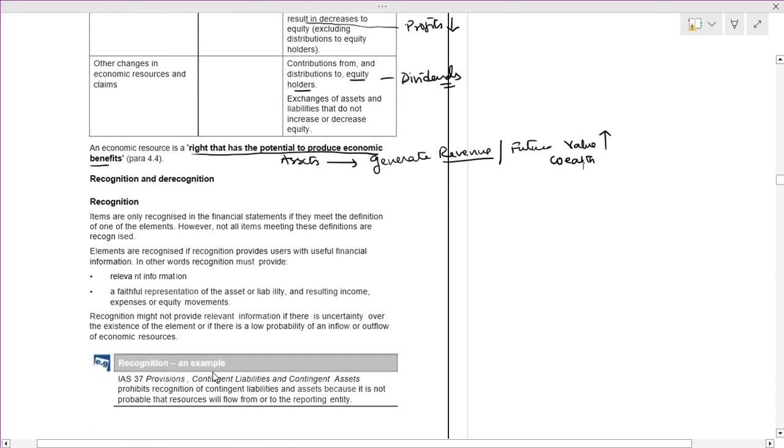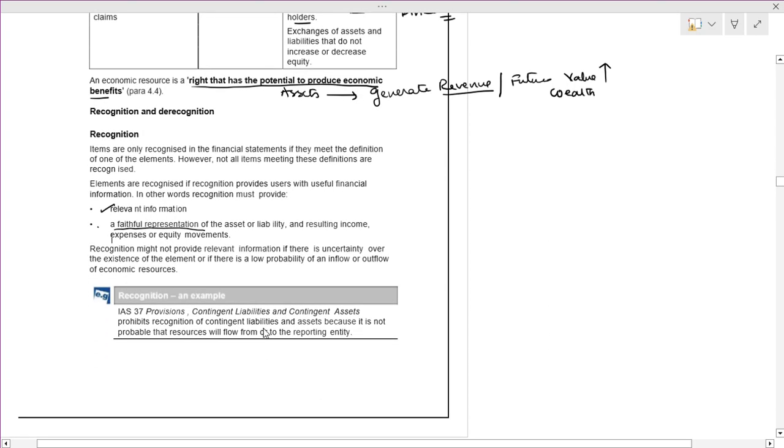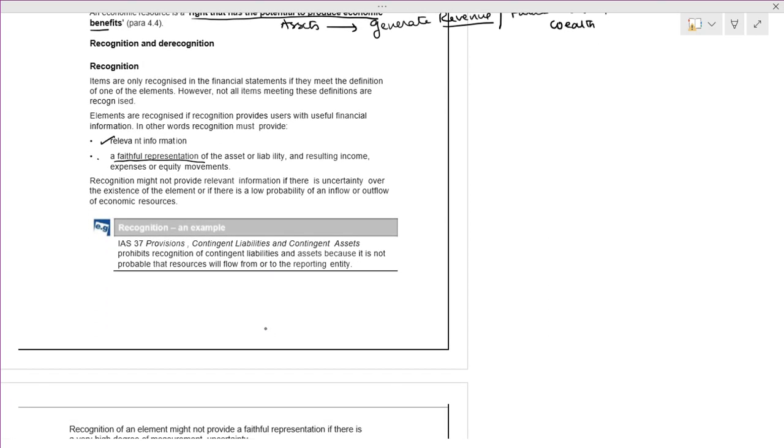Okay. Next, in terms of recognition, meeting one of the elements. The elements are recognized to provide users with useful financial information. When we are talking about recognition, it should be relevant information, and it has to be faithful. They have given another one.